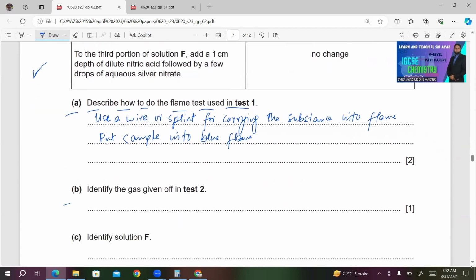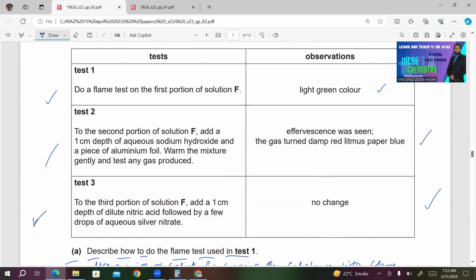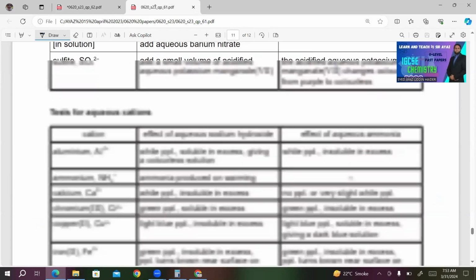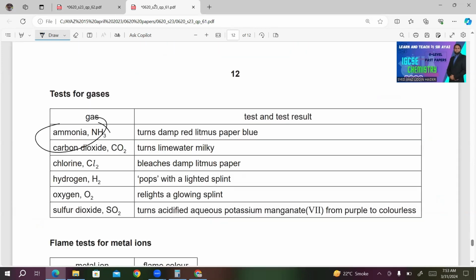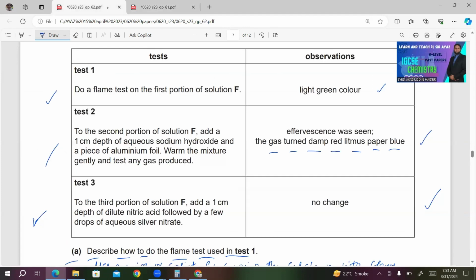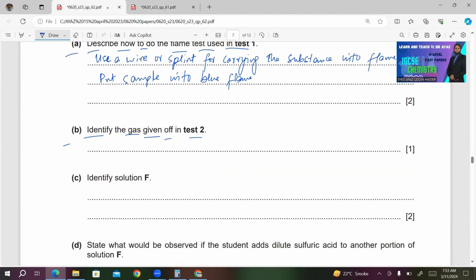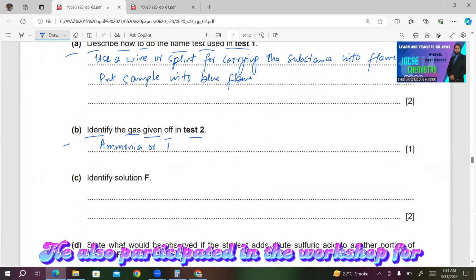Next part, identify the gas given off in test 2. Look at the test 2. You can see the gas turned damp red litmus paper blue. If you look at the test for the gases, which gas turns red litmus paper blue? So we have ammonia. It turns damp red litmus paper blue. It must be ammonia. So what you'll write? You'll write ammonia, or NH3.